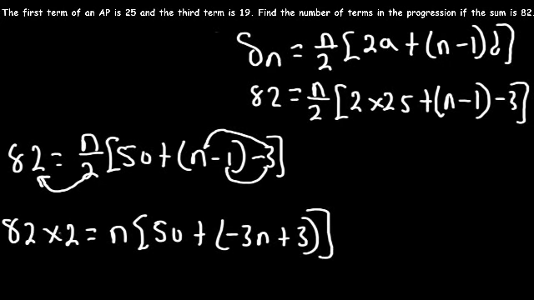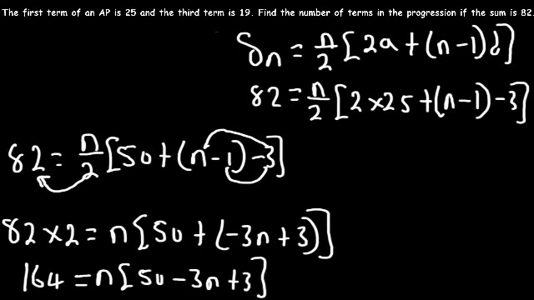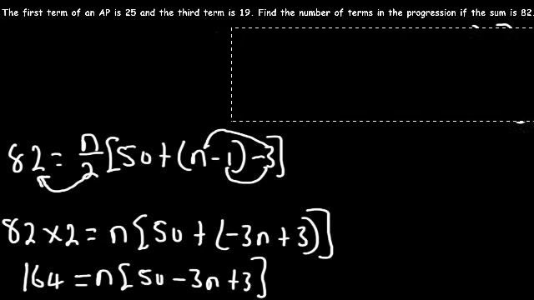Alright, perfect. So 82 times 2, what would that be? Let me type that into my calculator so as to avoid any error. So 82 multiplied by 2 is 164. On the left-hand side, I have 164 equal to n multiplied by 50 minus 3n plus 3. What I did was use the positive sign to expand the bracket. So let's try to simplify further.